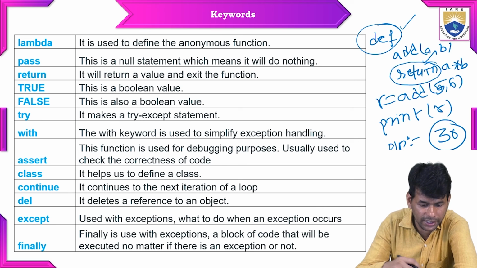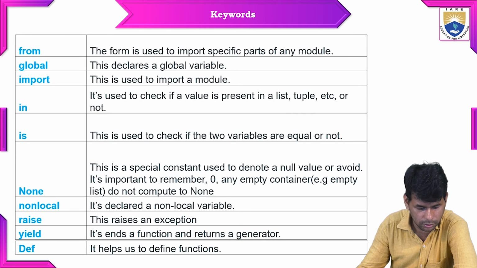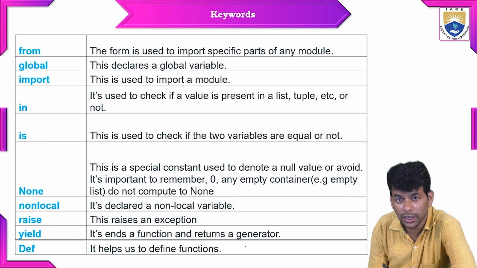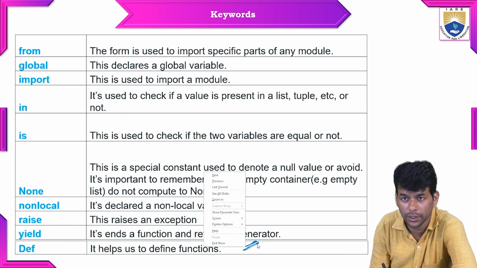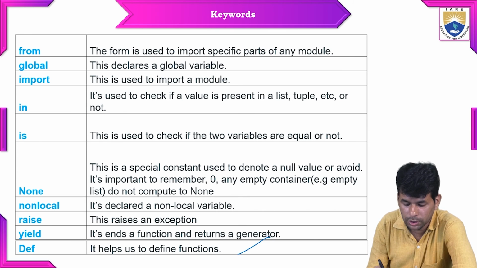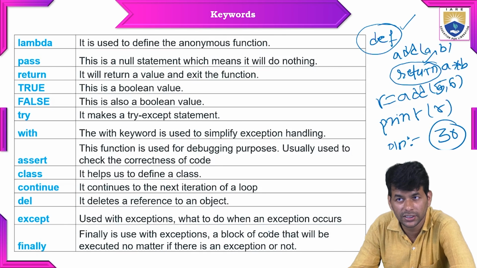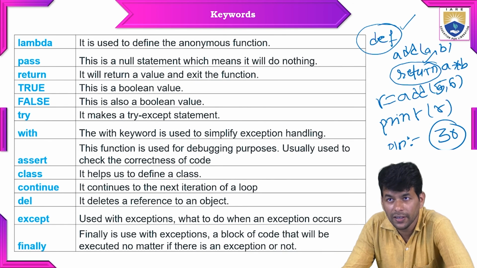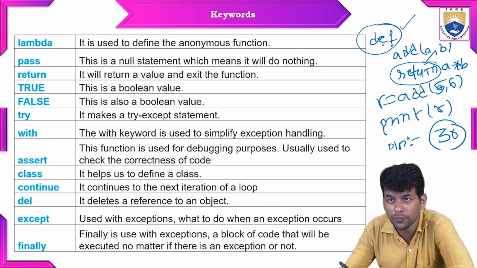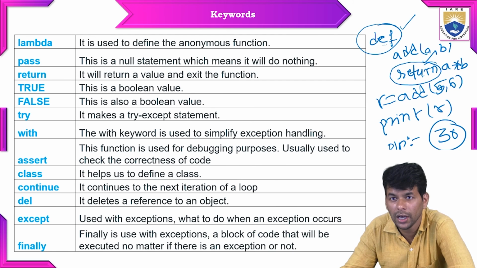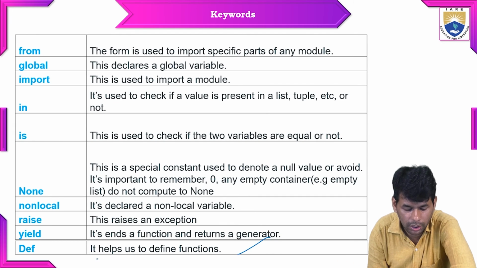Here it is, def. In the last line here we have the def keyword. Let us see clearly here. For explaining the return keyword, I need one keyword called def. So def is one keyword which is used for defining a new function. It helps us to define functions.